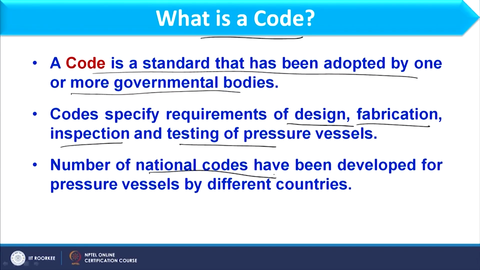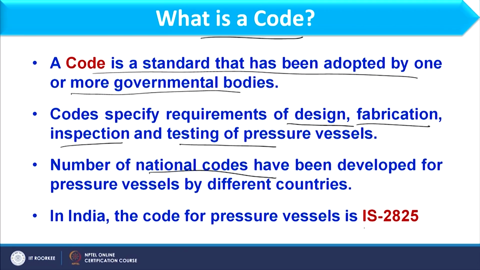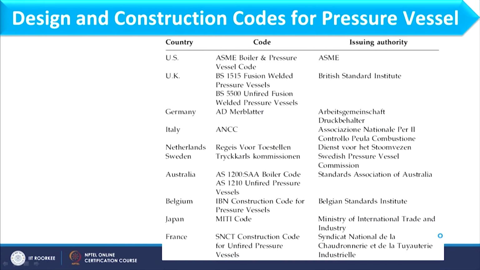A number of national codes have been developed for pressure vessels by different countries, because each country has different conditions, atmospheric conditions. So, accordingly they provide their own code. In India the code for pressure vessels is IS 2825, where IS means Indian Standard, 2825, 1969. So, here we have this code for Indian conditions.